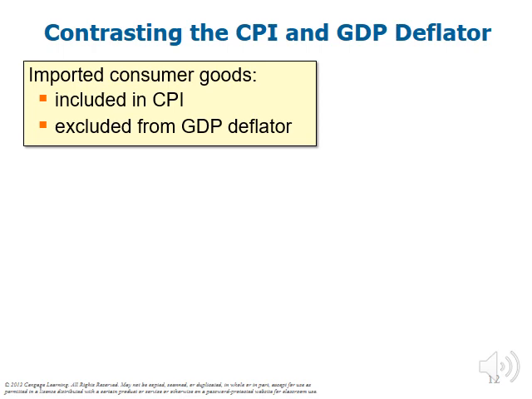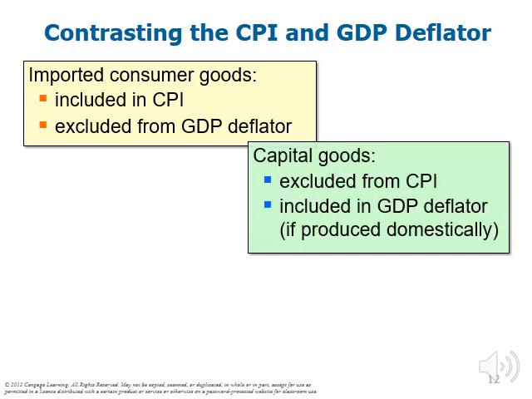Capital goods. Capital goods are goods that businesses and firms use to invest in productive infrastructure. Consumers don't buy these goods, and thus they're excluded from the CPI. However, if they are produced domestically, they will be included in the GDP deflator.